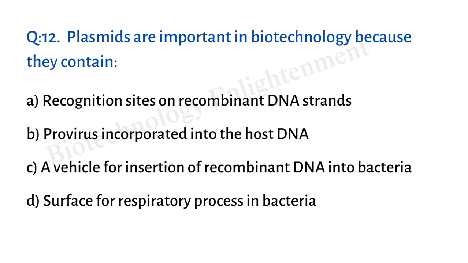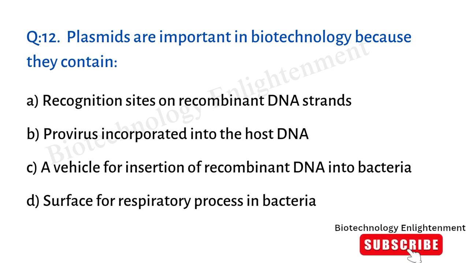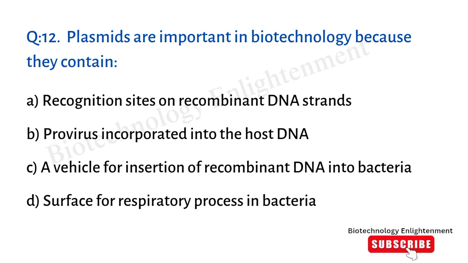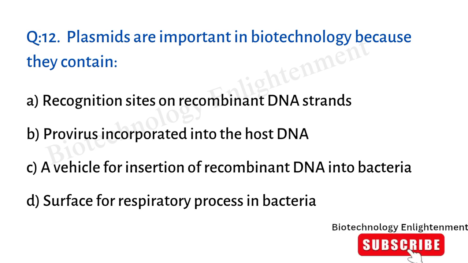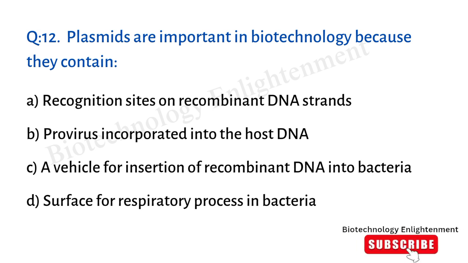Question number 12. Plasmids are important in biotechnology because they contain: option A, recognition sites on recombinant DNA strands, option B, provirus incorporated into the host DNA, option C, a vehicle for insertion of recombinant DNA into bacteria, option D, a surface for the respiratory process in bacteria. Plasmids are used in biotechnology because they work as the vehicle for the insertion of recombinant DNA into bacteria. So the correct answer is option C.